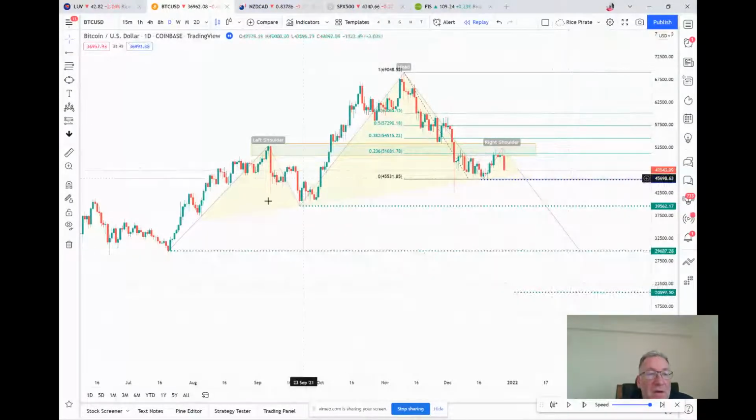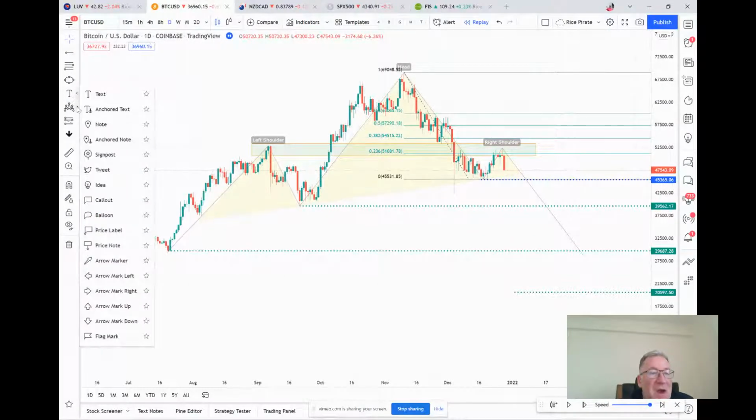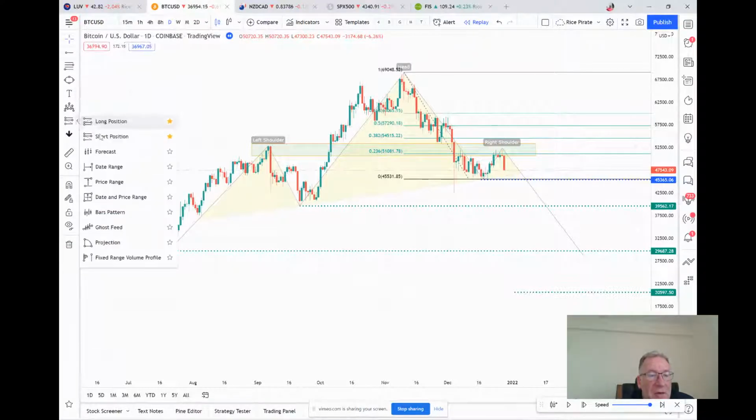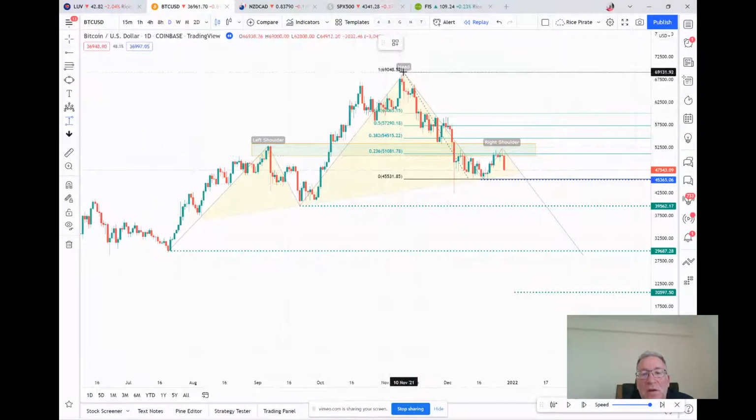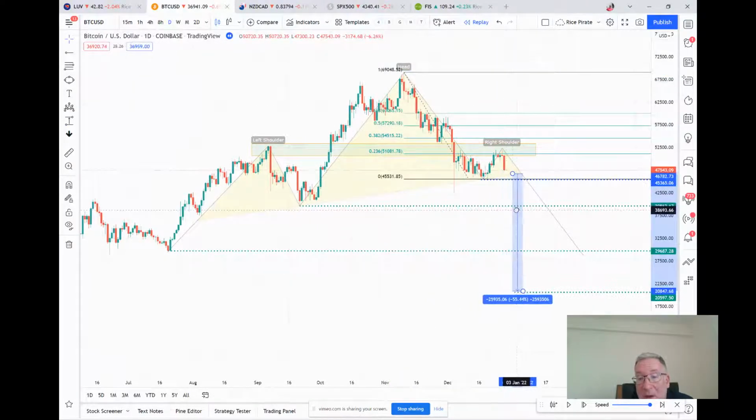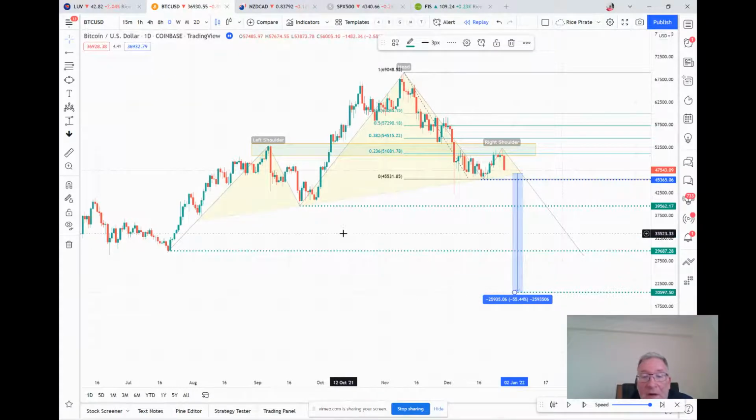Okay, the other way to do it is you need to understand also where the target might be, and you can actually calculate a measured move on a head and shoulders, and the measured move usually is going to be this distance right here. And sorry for you Bitcoin enthusiasts, but this is what the head and shoulders is telling me. That if you break the neckline, you're going to come down to here. Okay. And that's why that green line is there. So I would normally take half of my position off here, a quarter of my position off here, and then the final quarter right here.